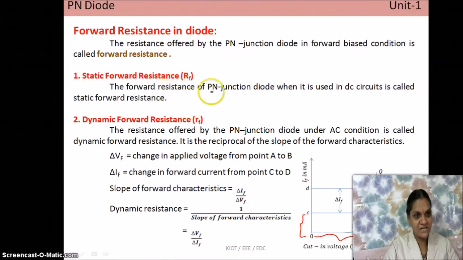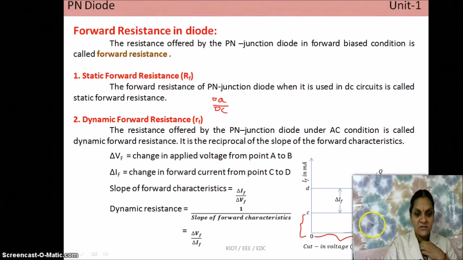So the static resistance is given by voltage by current. Here voltage is represented by OA, so OA divided by the current OC. So OA divided by OC gives the static forward resistance at the point E. Similarly, dynamic resistance. Dynamic resistance means, as I already informed, it needs 2 points. So we have to take 2 points, point E and point F on the characteristics. That means from point A to B on the x-axis. So how much will be the value of dynamic resistance from point A to B, we need to calculate.